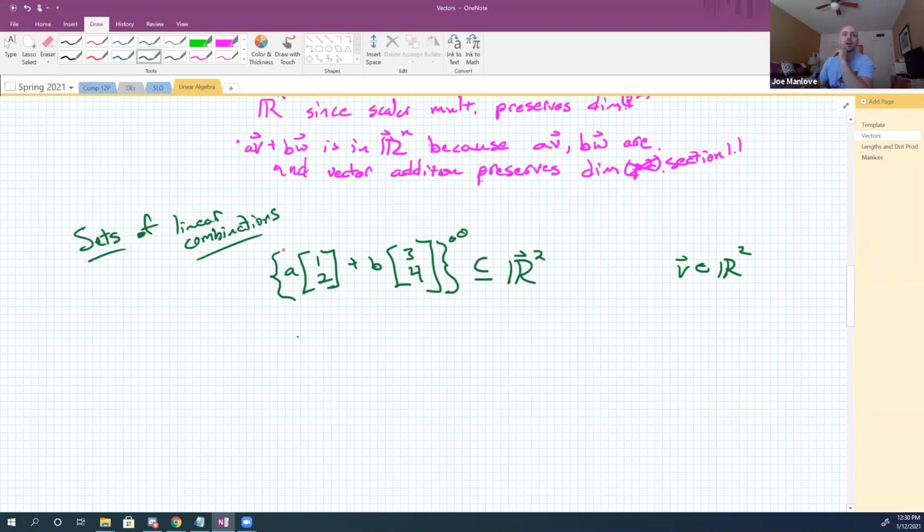It's all good. Does everybody kind of know that these big curly braces mean a set? Is that a familiar term? Think about it like a collection of things.